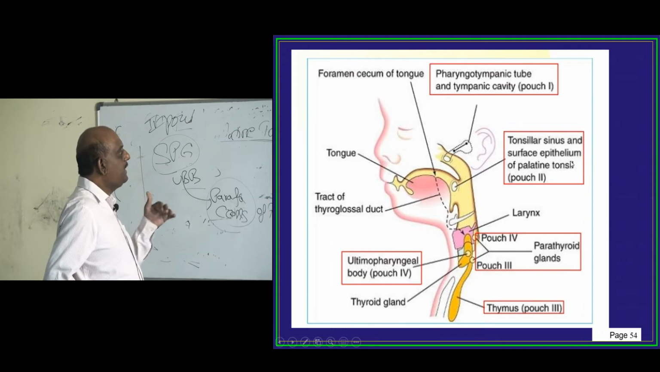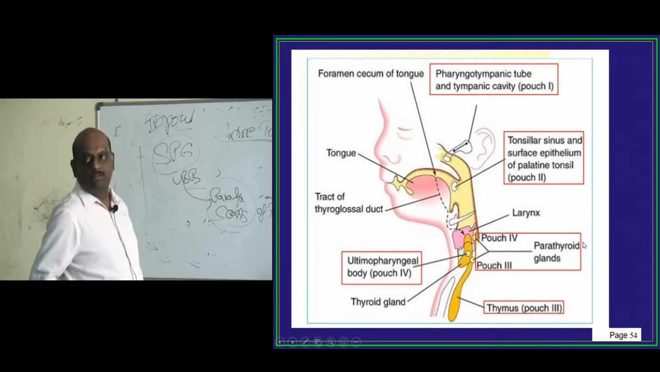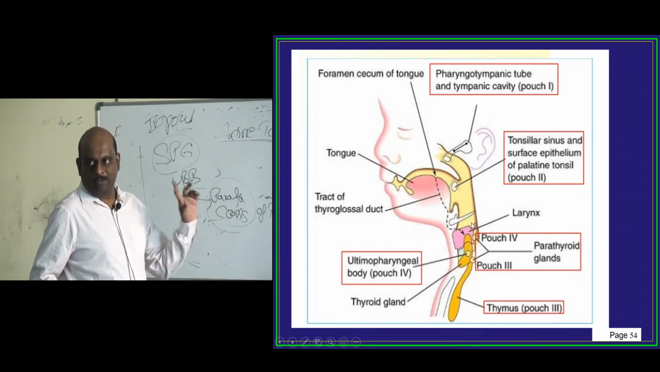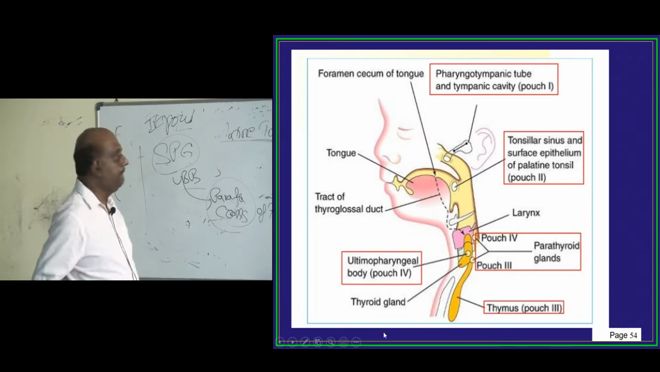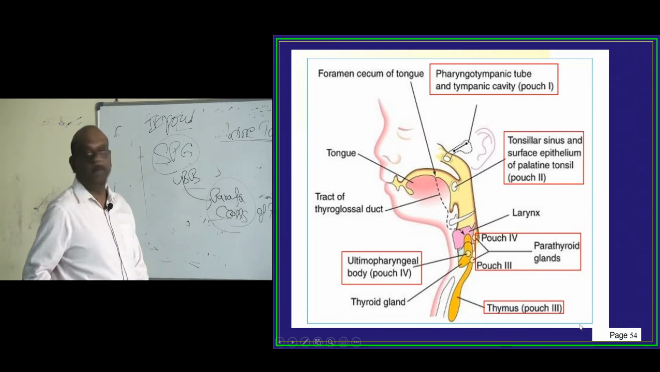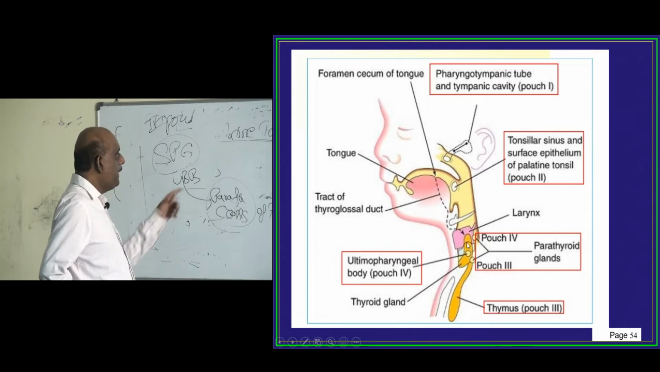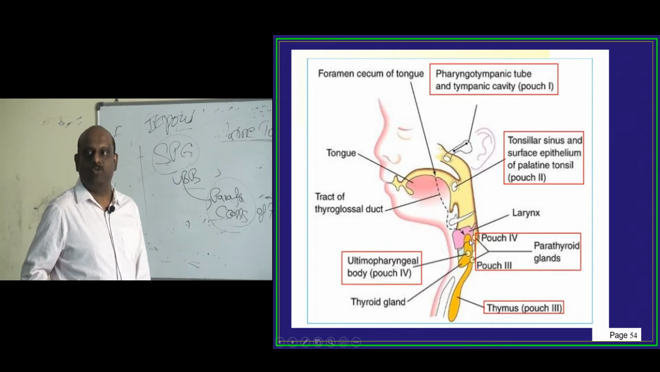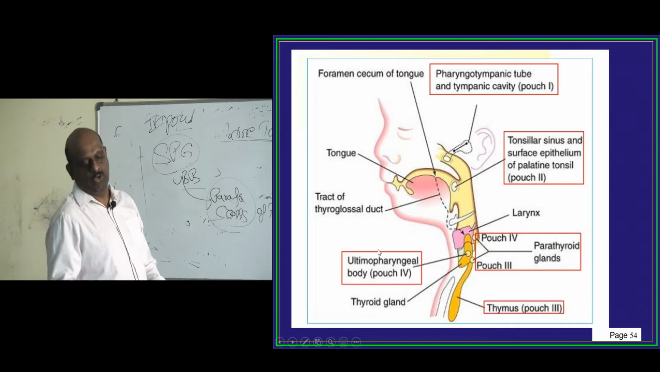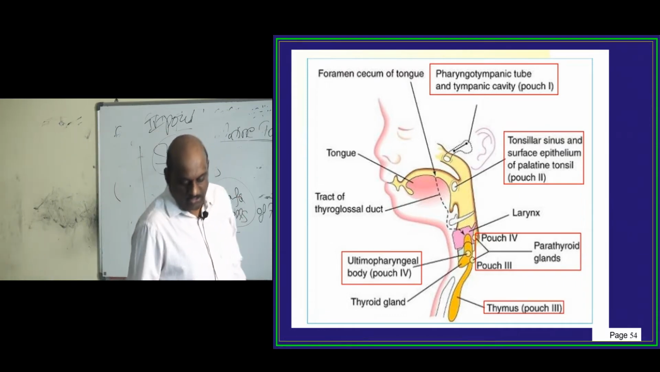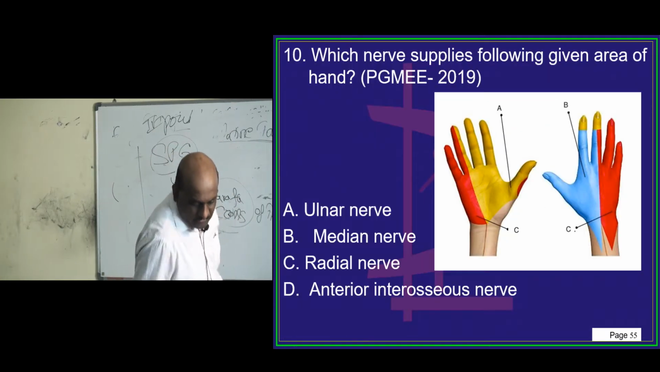Tonsillar sinus and surface epithelium of palatine tonsil is pouch 2. Parathyroid glands superior from the 4 and inferior from the 3. Thymus gland is from pouch 3. Ultimobranchial body, which gives rise to parafollicular and C cells of the thyroid gland, is from pouch 4. This is one thing that you have to remember forever, ever and ever.